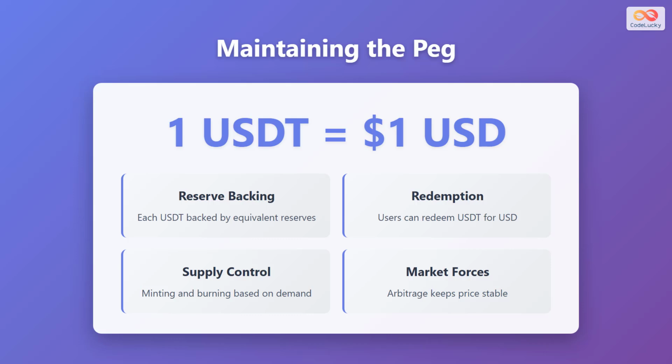Finally, market forces and arbitrage trading help keep the price stable. When USDT trades slightly above or below $1, traders quickly buy or sell to profit from the difference, naturally pushing the price back to $1.